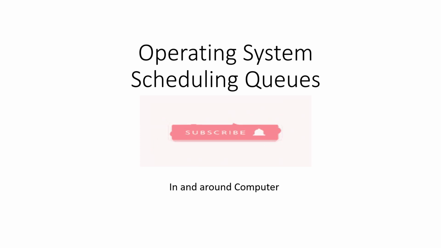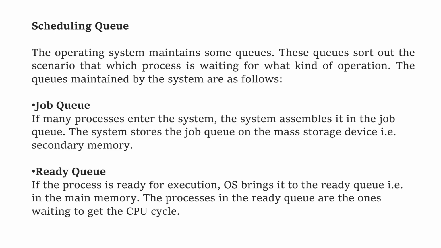In this video, we are going to see operating system scheduling queues. The OS maintains queues to sort out which process is waiting and for what kind of operation it is waiting. The queues are as follows.